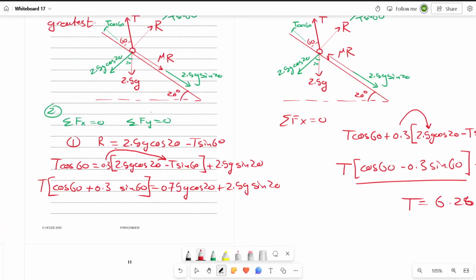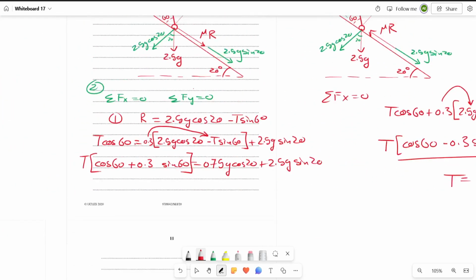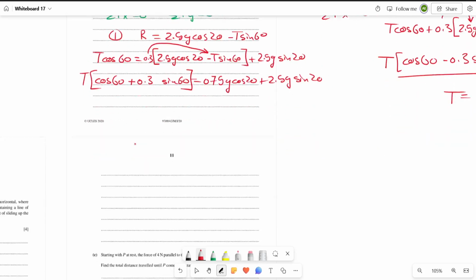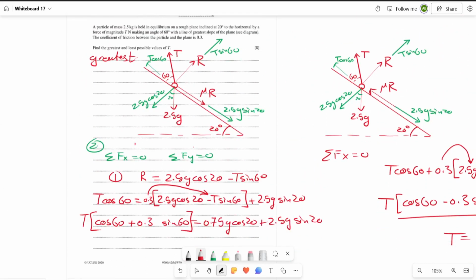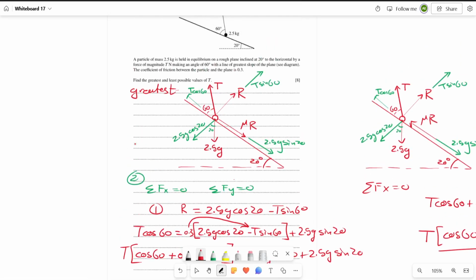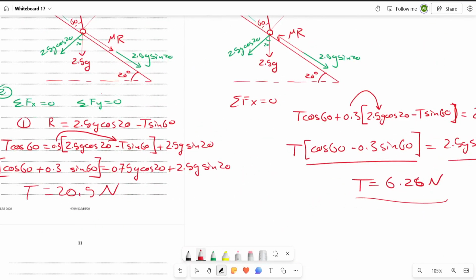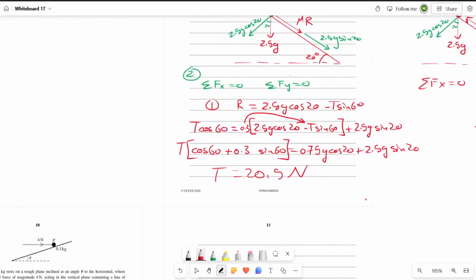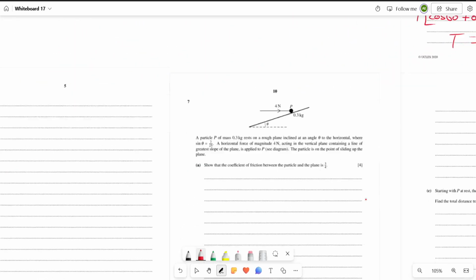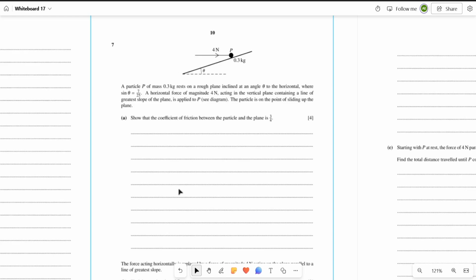And this over here, the t here was 20.5 newtons. This is the greatest value of t, and this is going to be the smallest value of t. Now, let's take a look at another example.